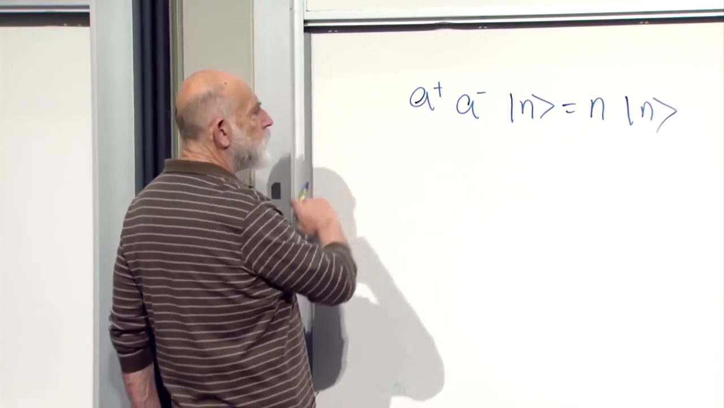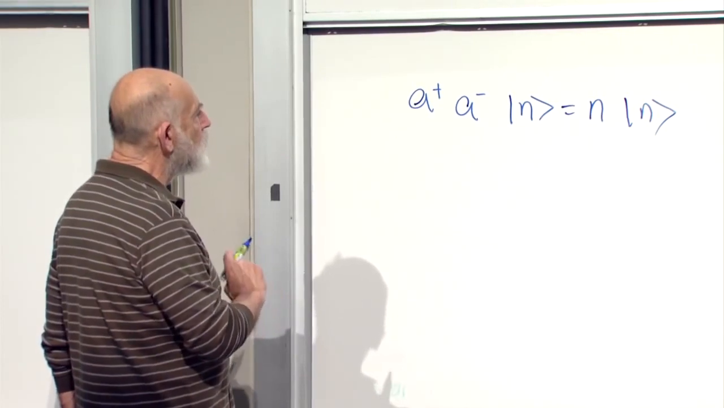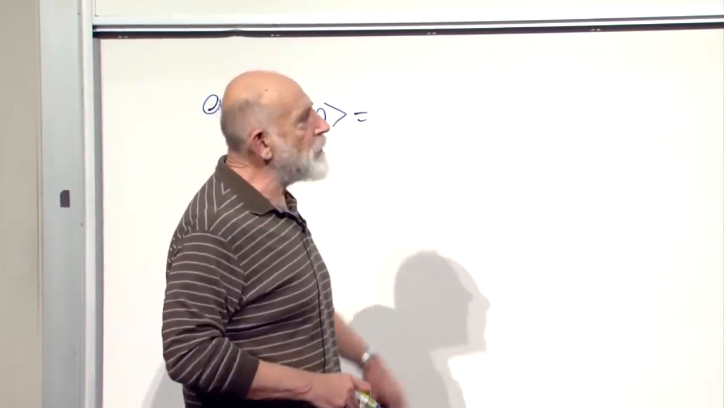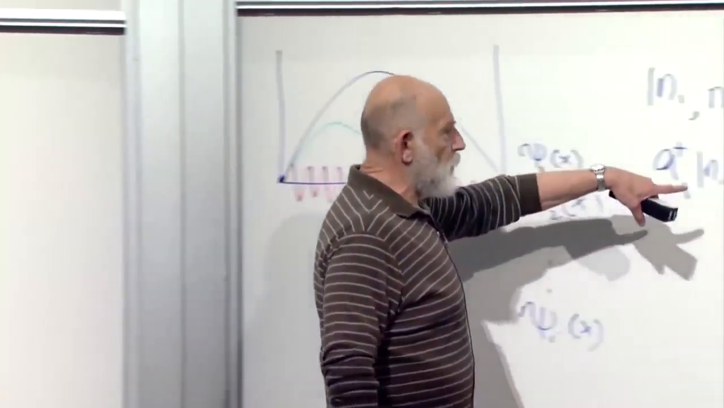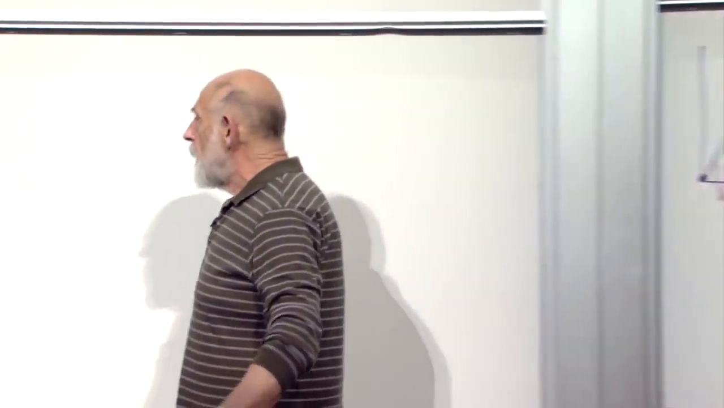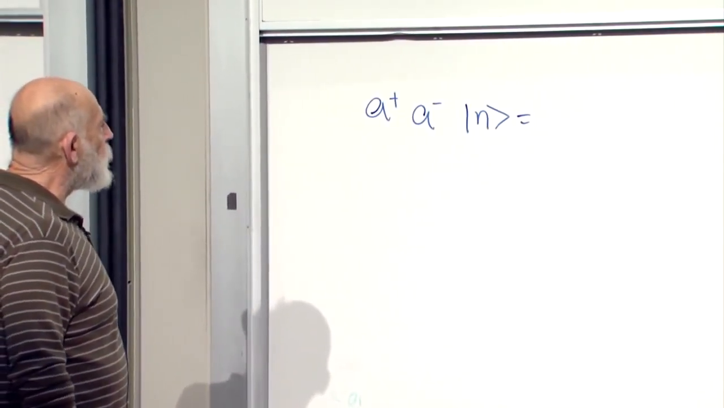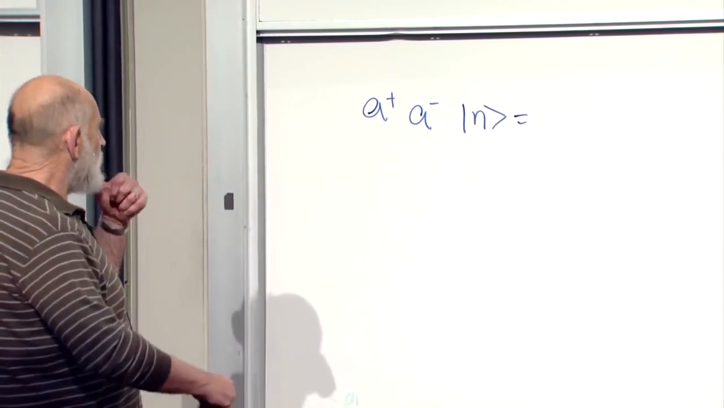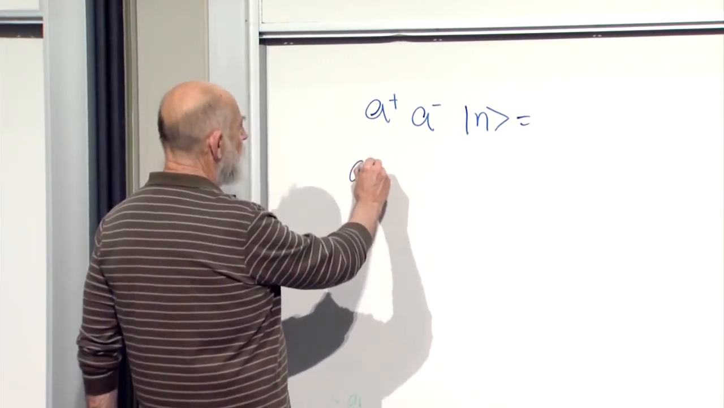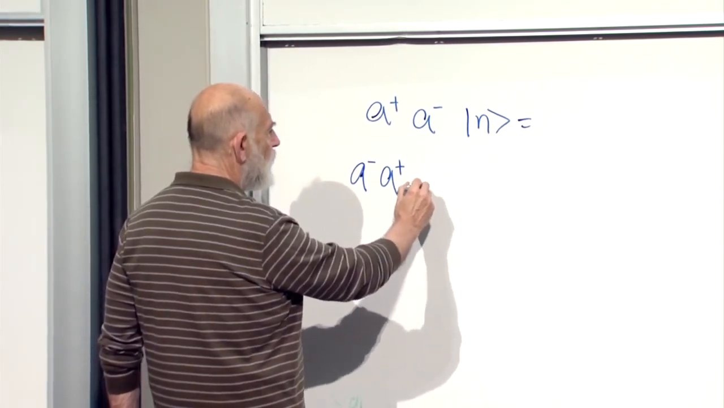Let's use the commutation relations. Okay. Let's suppose we didn't know this, but we did know about the square roots of n. Okay, let's suppose we knew about the square roots of n. Let's use our commutation relations to write this as A minus A plus on n minus 1, I think.